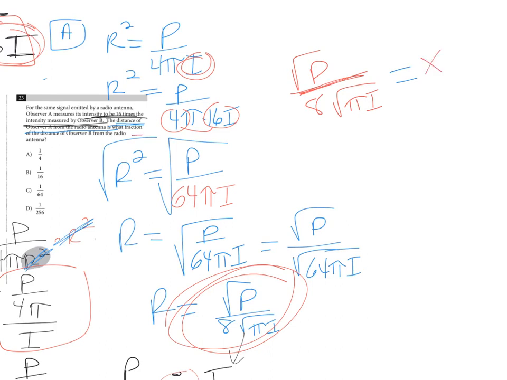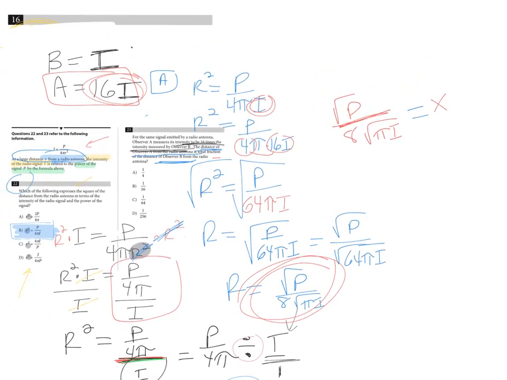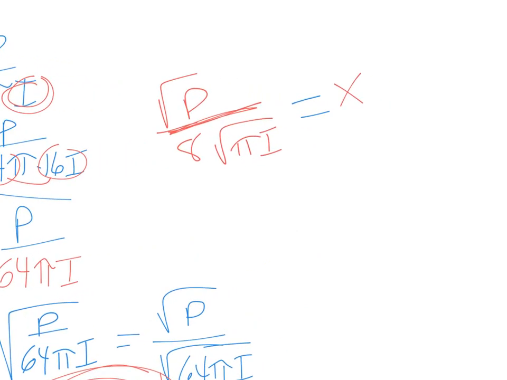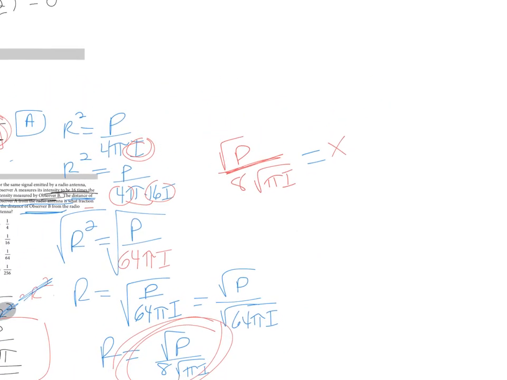So I'll let x be equal to the fraction. So when I solve for it, it's going to give me a fraction. The distance from observer B. Well, observer B, its intensity is just I. So for observer B, I know that the distance squared, R squared, equals P over 4 pi I.